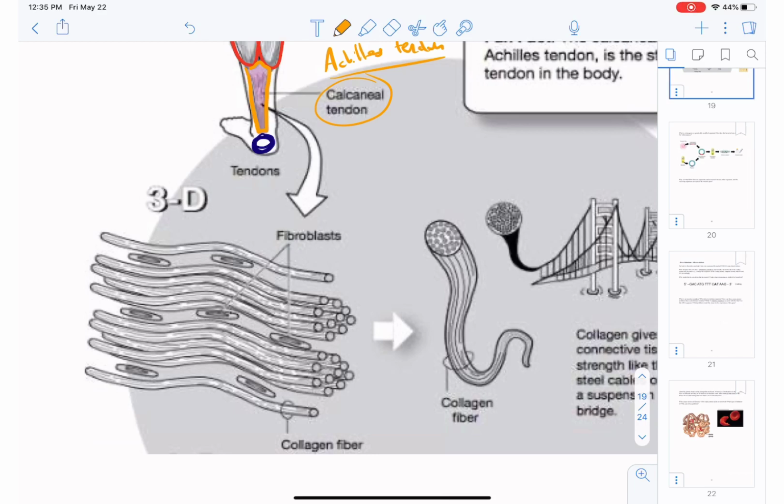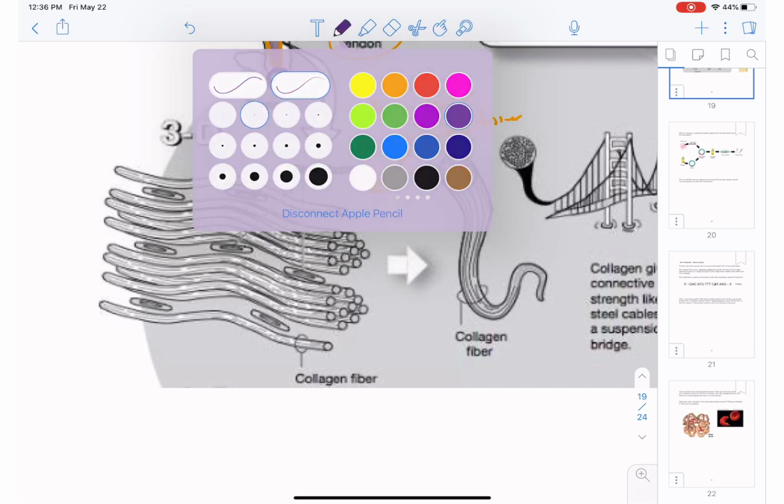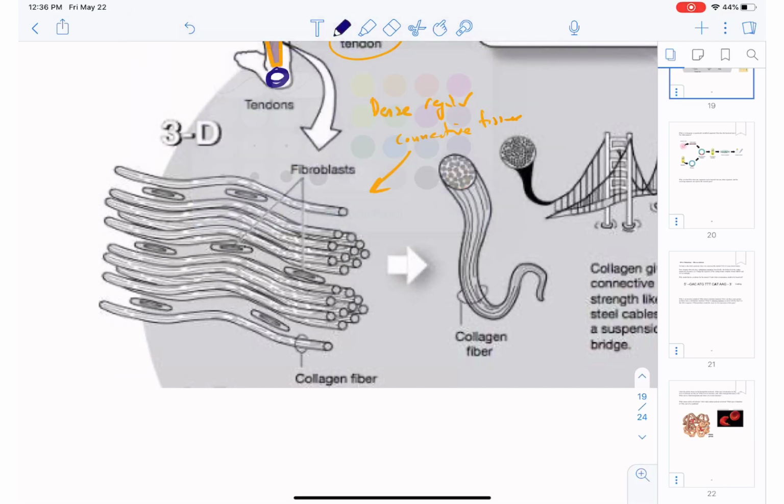And tendons are made up of a tissue called dense, regular, connective tissue. And this is a drawing of that. And what dense, regular, connective tissue has a lot of is collagen fibers. These are big, relatively thick fibers that we find in the body, these collagen fibers. And collagen fibers are super tough.